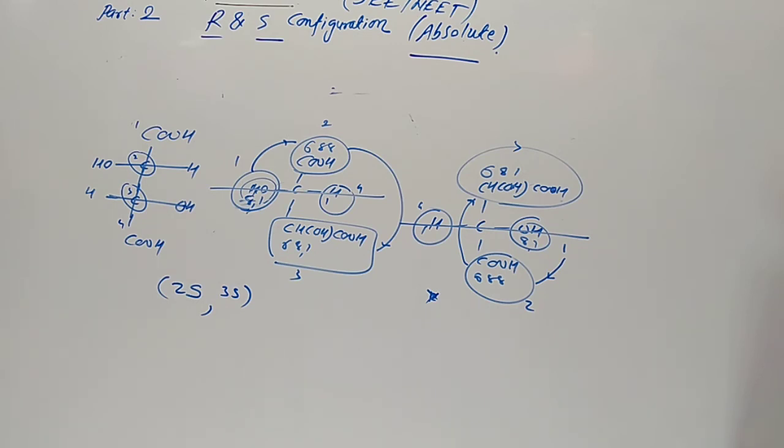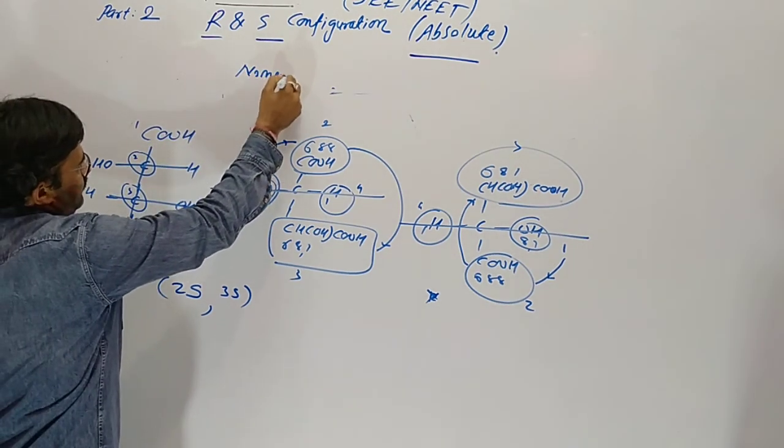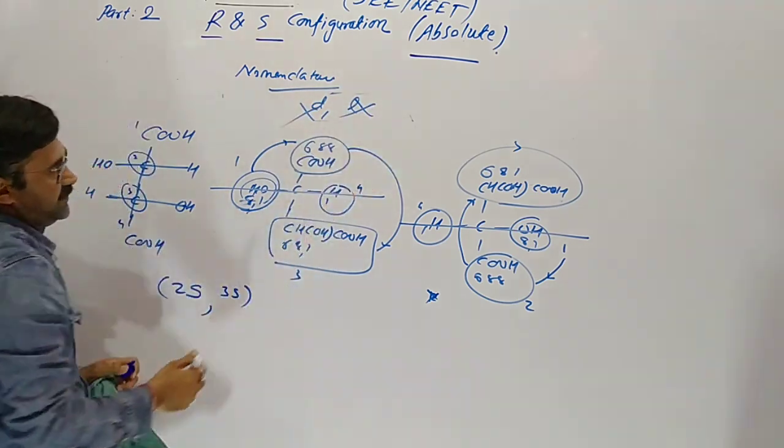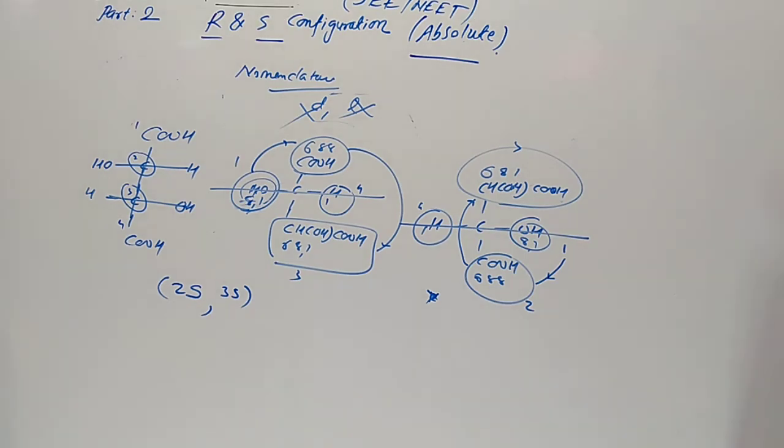Understood? Like this, we have to define R and S configuration. I hope you enjoyed my lecture. R and S have no correlation with dextro and levo. R and S is a nomenclature. It has no direct connection with dextro and levo, like the D and L configuration. Bye. We will meet in our next lecture.